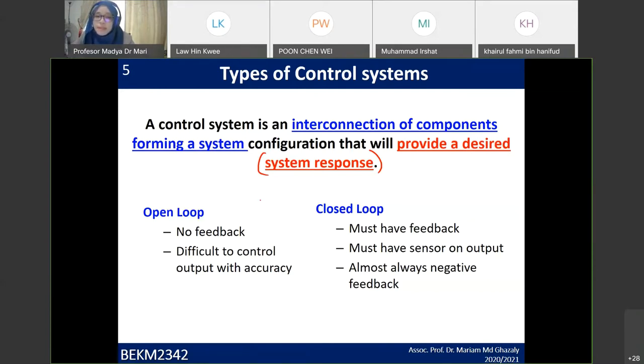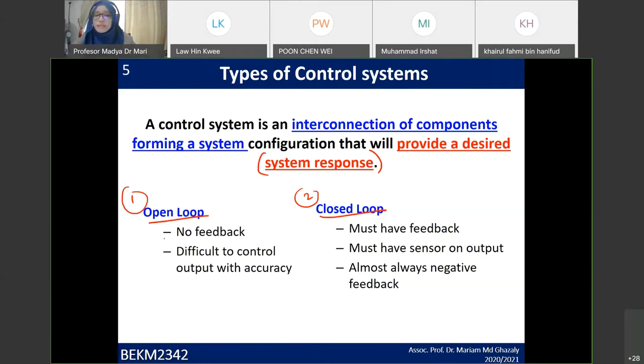So there are two types of control system. The first one is the open loop system, and the second one is the closed loop system. This is not a type of controller. No, type of controller is different. There are so many controllers. You have the conventional controller like PID. You have advanced controllers like AI, artificial intelligence, fuzzy logic controller, neural network. Those are types of controller. This one is the type of control system. So control system is only two types: first is open loop, and second is closed loop.